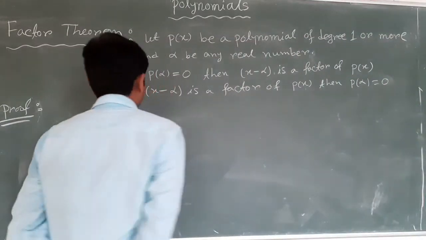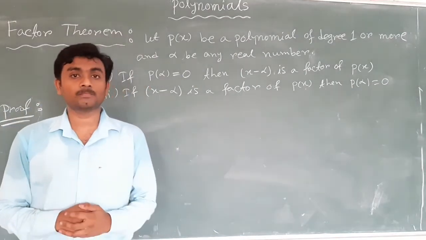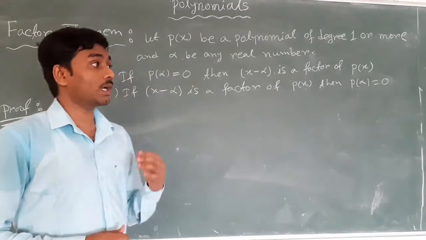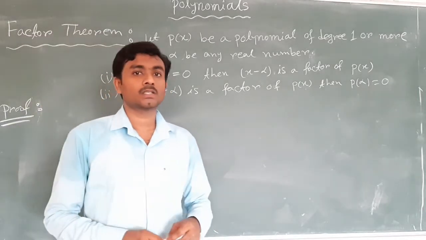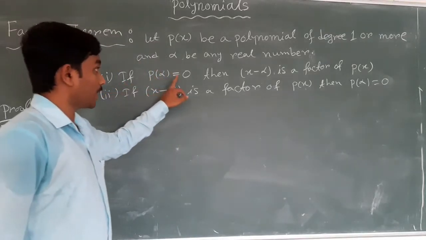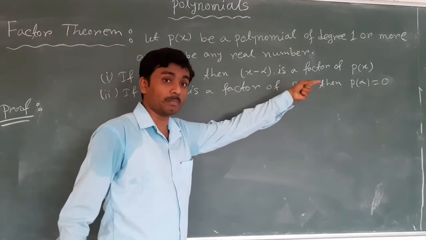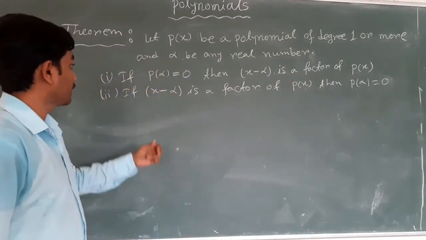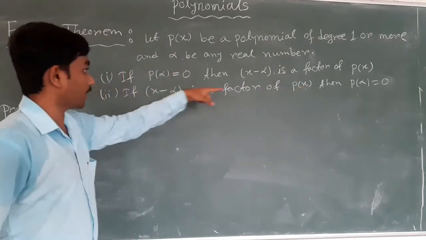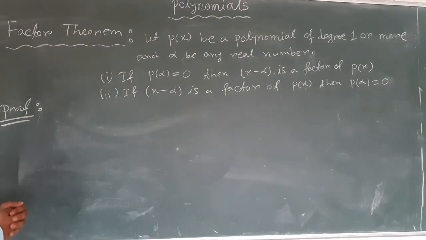Today we start the last portion of polynomials, that is the factor theorem. The factor theorem says that if p(x) is a polynomial of degree 1 or more, and alpha is any real number, if p(alpha) equals 0, then x minus alpha is a factor of p(x). Conversely, if x minus alpha is a factor of p(x), then p(alpha) will be 0. So now we prove the factor theorem.